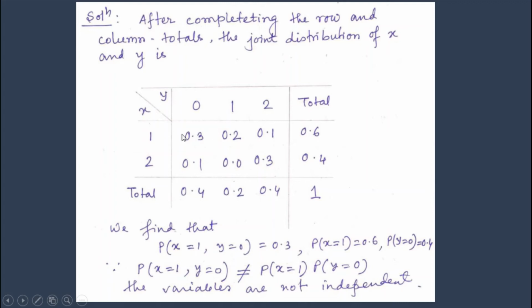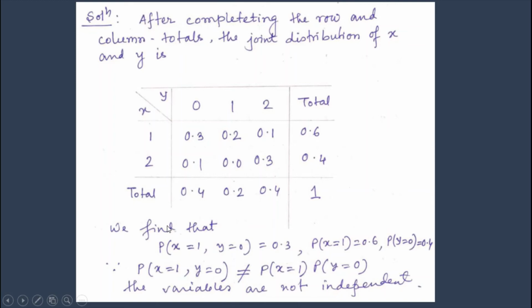Let us add the first row probabilities, then we are getting P1 dot, that is 0.6, and for the second row we are getting 0.4. And look here, if we add 0.6 plus 0.4, we are getting 1. And here for column 1, if we add, then we are getting 0.4. For column 2, we are getting 0.2. For column 3, we are getting 0.4. And if we add all of them, then we are getting 1.